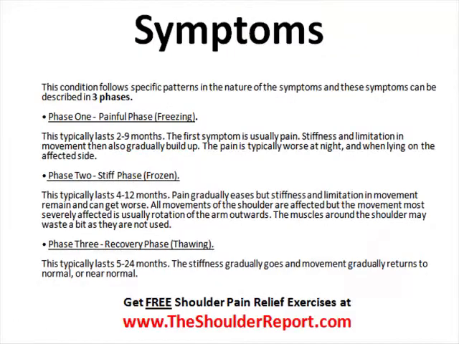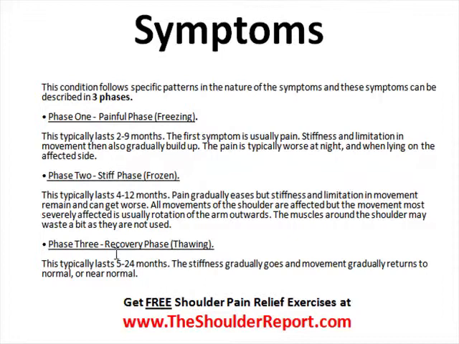So there are a few symptoms to discuss as far as adhesive capsulitis, and I've identified three phases. The first phase is the painful phase, or the freezing phase, and it can typically last from 2 to 9 months. The first symptom is usually pain, and then stiffness and limitation in the movement gradually builds up over the preceding months. You typically have pain worse at night and when lying on the affected side.